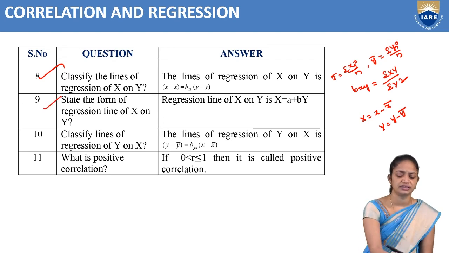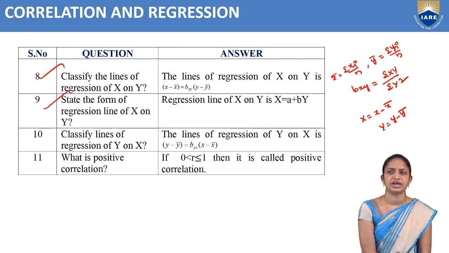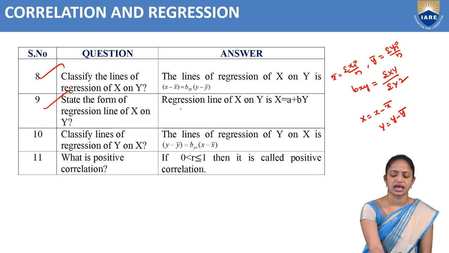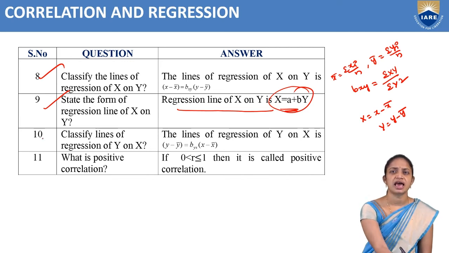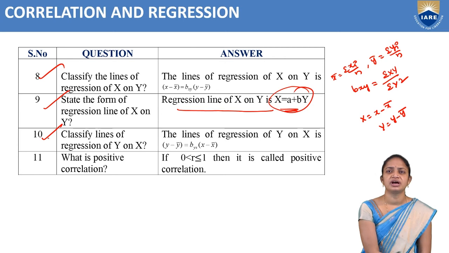Next, state the form of the regression line of x on y. The regression equation of x on y is x equals a plus by. We have to solve these equations by using normal equations. This is also called the least square method.